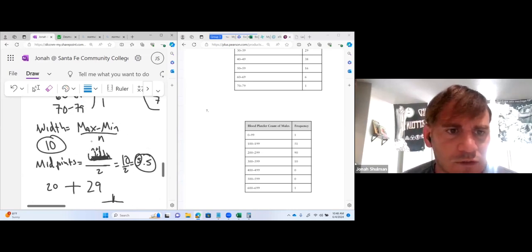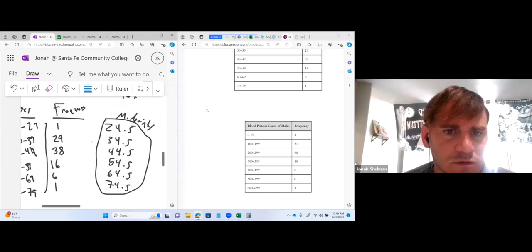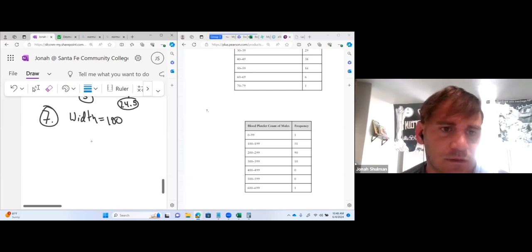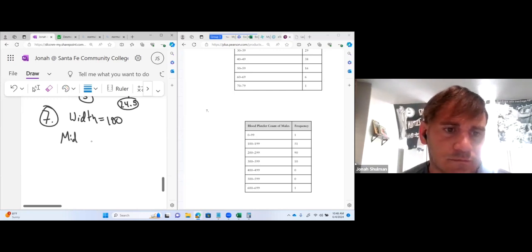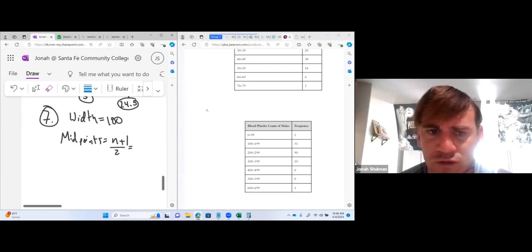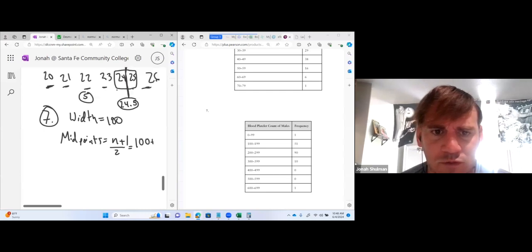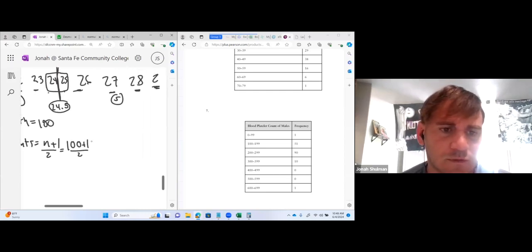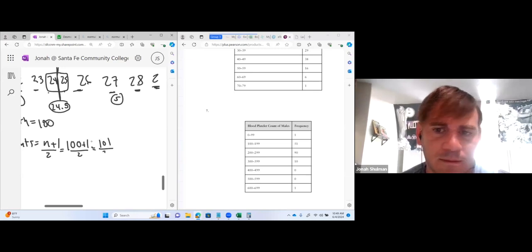The next thing they want to know was the midpoints. All right, so let's get those midpoints. All you have to do is do n plus 1 divided by 2. So what is 100 plus 1 divided by 2? So we have 101 divided by 2. So our first one's going to be 55.5. That is our first midpoint.